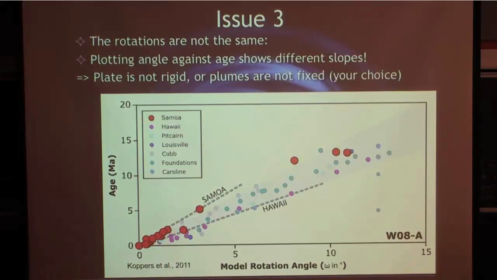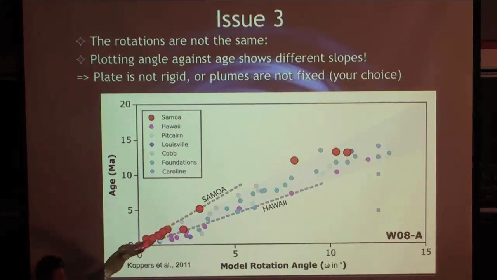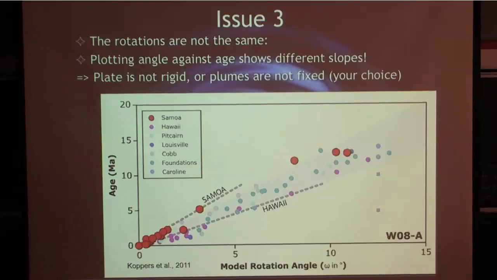If my hotspot is fixed, this is using the opening angle, so I'm just rotating. It doesn't matter where I am on the plate. The opening angle should always be the same, if this model is just modeling a fixed plume over a moving plate. Instead, I find different angles here, different slopes. That means these things are not moving according to a fixed hotspot reference frame. They should all be on top of each other.